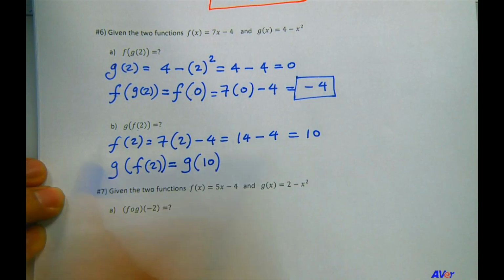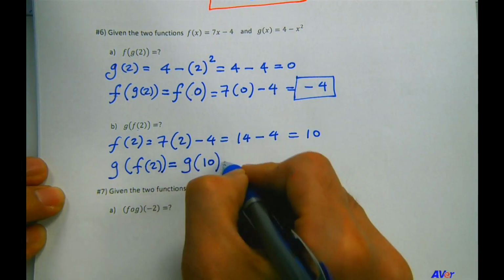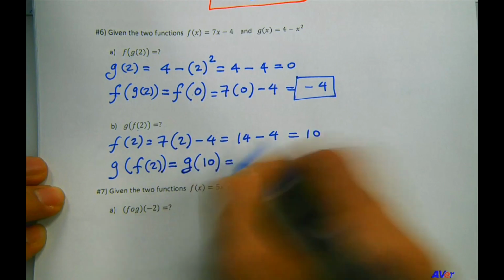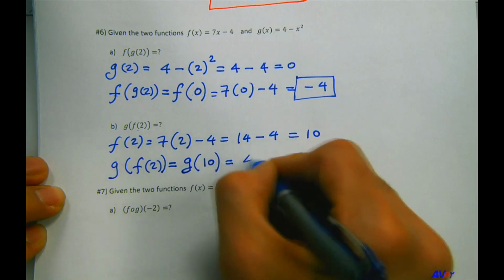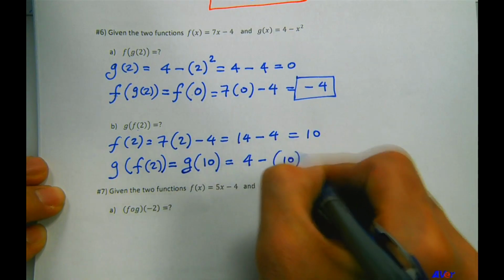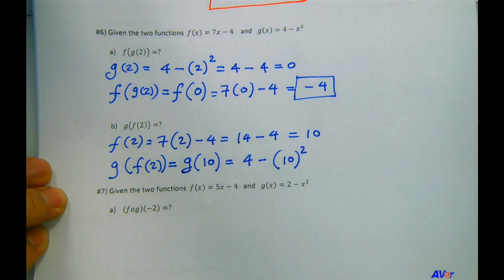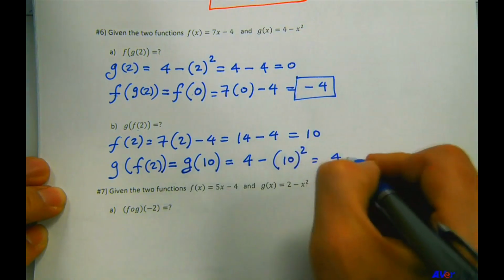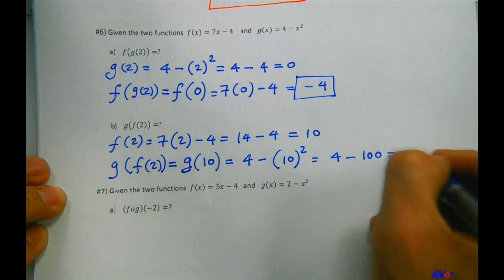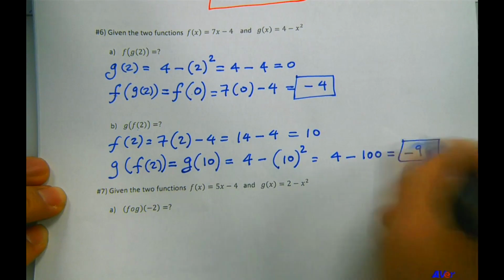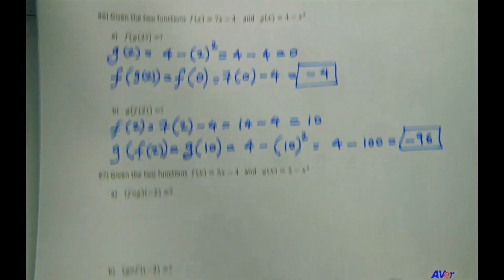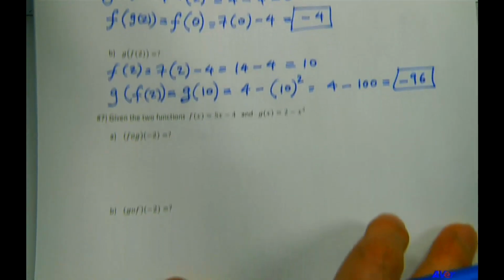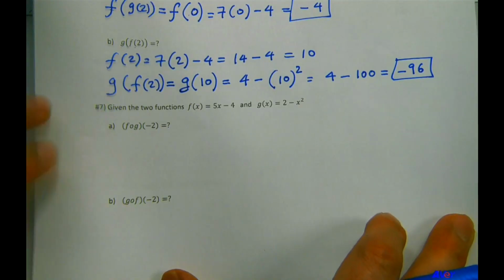I hope you're following what's happening here. Okay, g at 10. So let's replace x with 10. So we have 4 minus 10 squared. So we have 4 minus 100, or minus 96. Okay, I hope you're able to follow all this. If not, please ask about it.